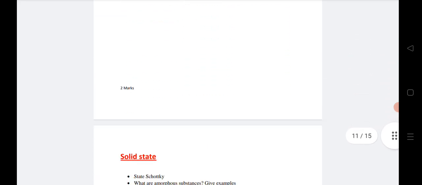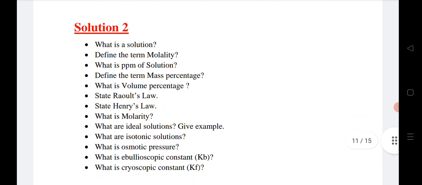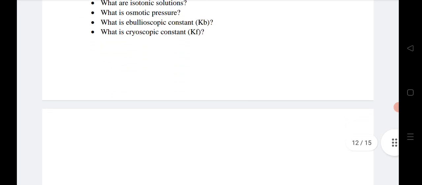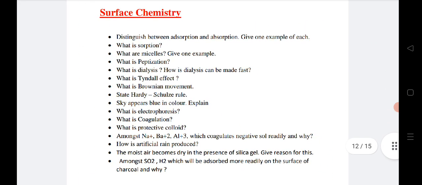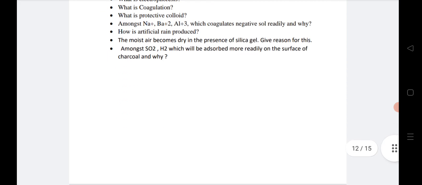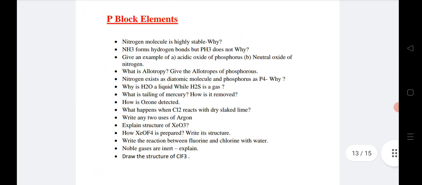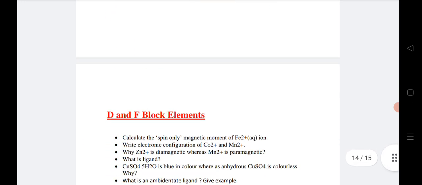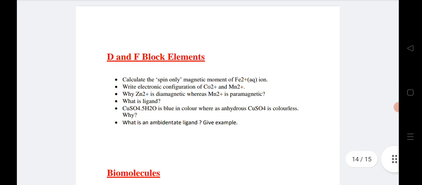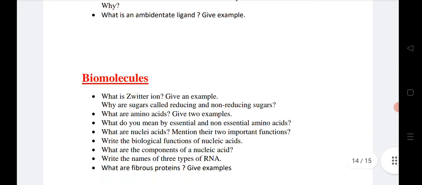Next is VSAQ, 2 marks. Solid state, we have given all important questions, you can practice. Solutions, these are the questions, you can take a screenshot and practice. More questions of surface chemistry we have given, you practice these questions, you can take a screenshot. Next, P block elements, 2 marks questions also we have given, you can practice these and take a screenshot of this also. Next, D and F block elements, important questions we have given, take the screenshot and practice.